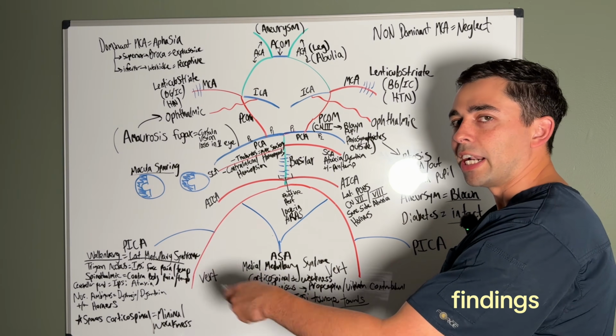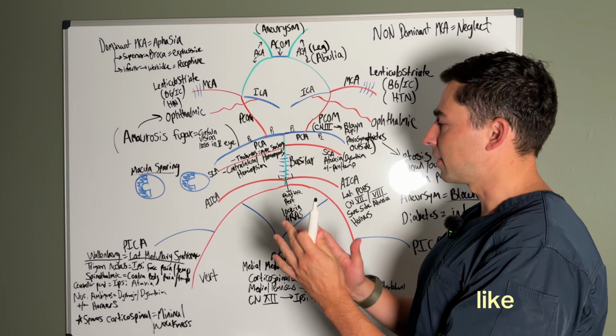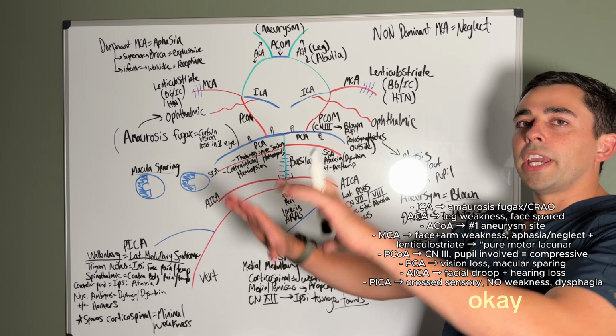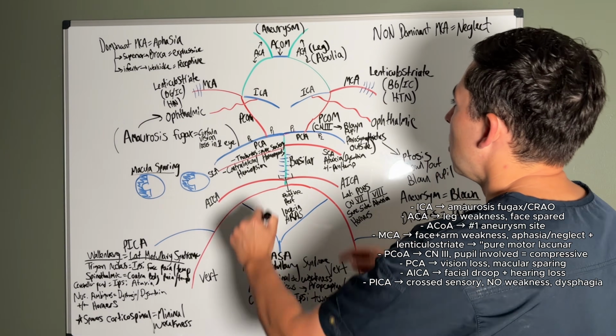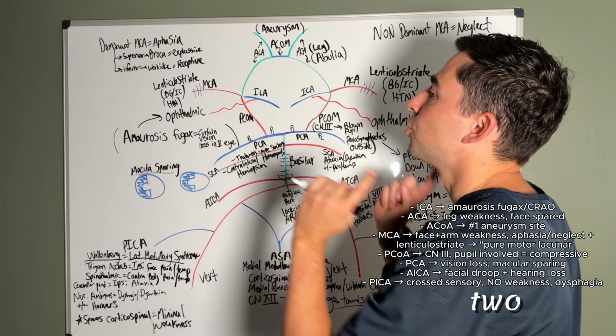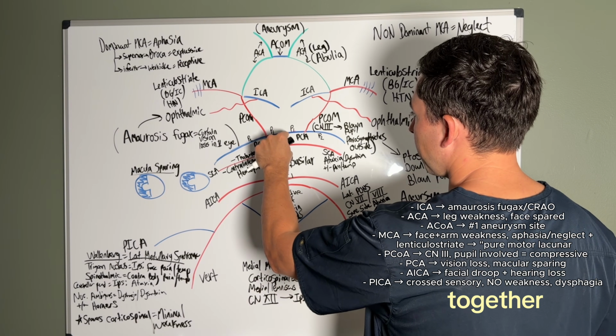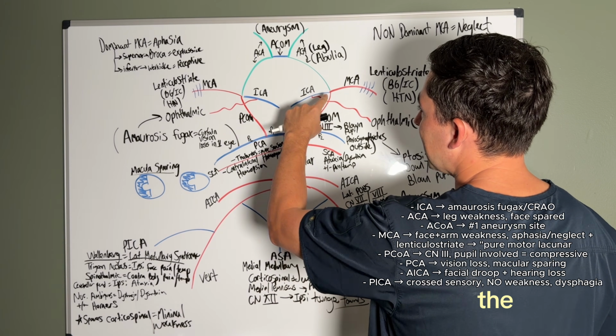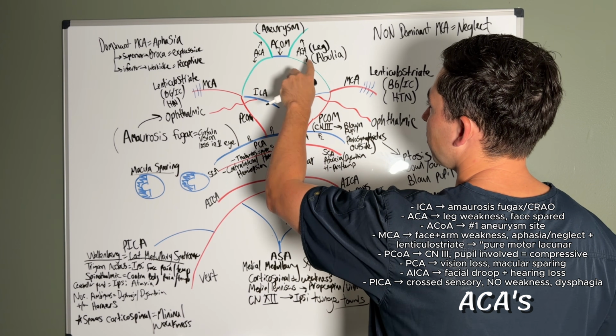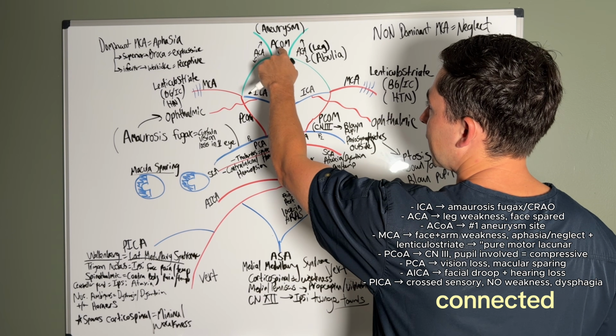And key point, crossed findings anywhere, you should think brainstem. That's like the localization tip. Okay, to recap, we have our anterior circulation, our two carotids. We have our posterior circulation, our two vertebrals, which come together to form the basilar. Off of the ICAs, we get our MCA, our ACAs, our left and right are connected by our ACoM.